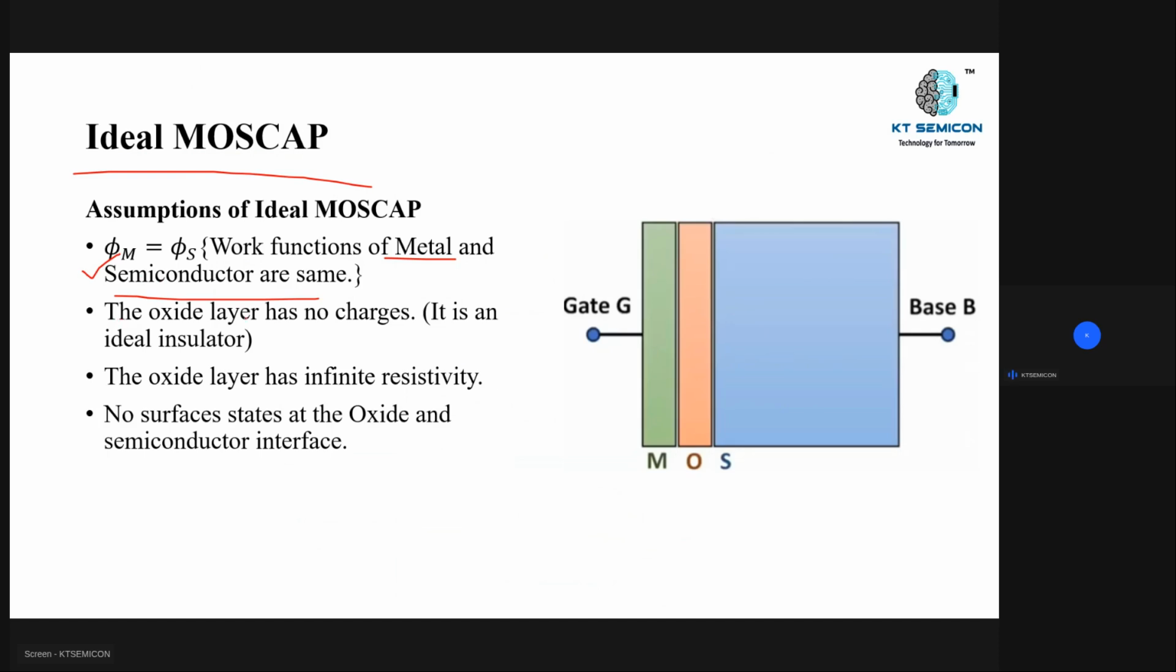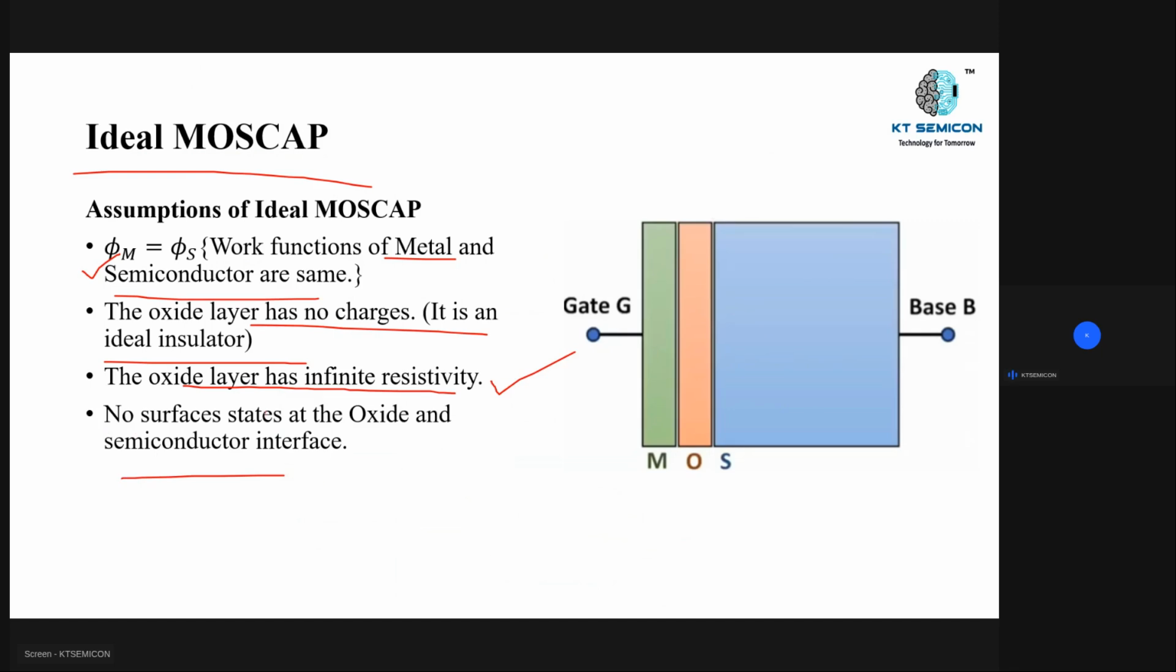The oxide layer has no charge. It is an ideal insulator. Here we are not applying any voltage, that's why there is no electric field in the dielectric medium of the oxide layer. Also the oxide layer has infinite resistivity, so it is having more resistivity. And there are no surface states at the oxide and semiconductor interface. Okay, so this is the thing happening here.